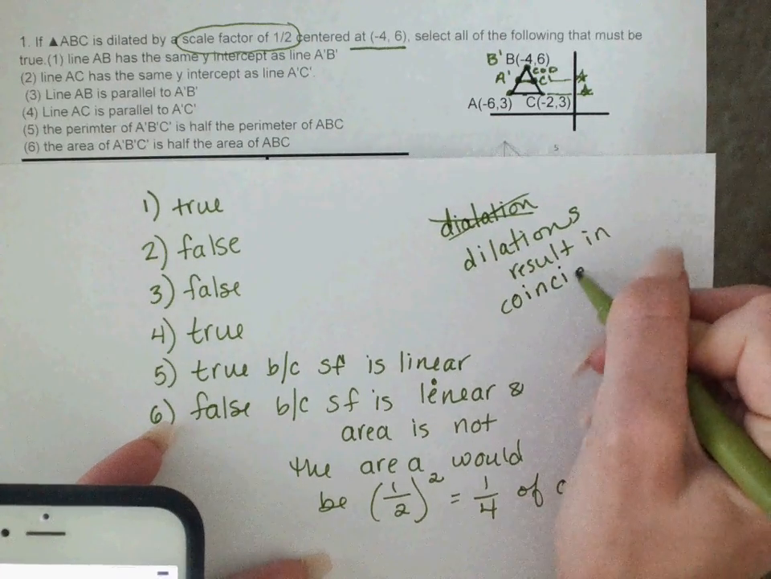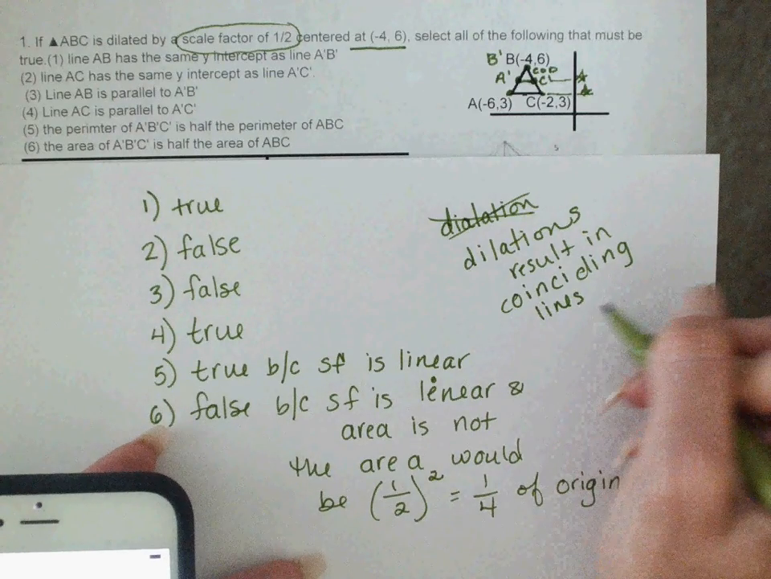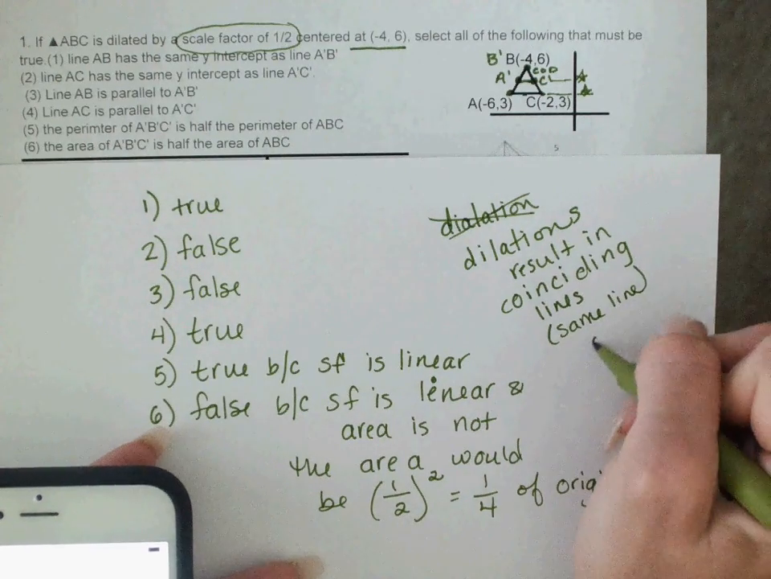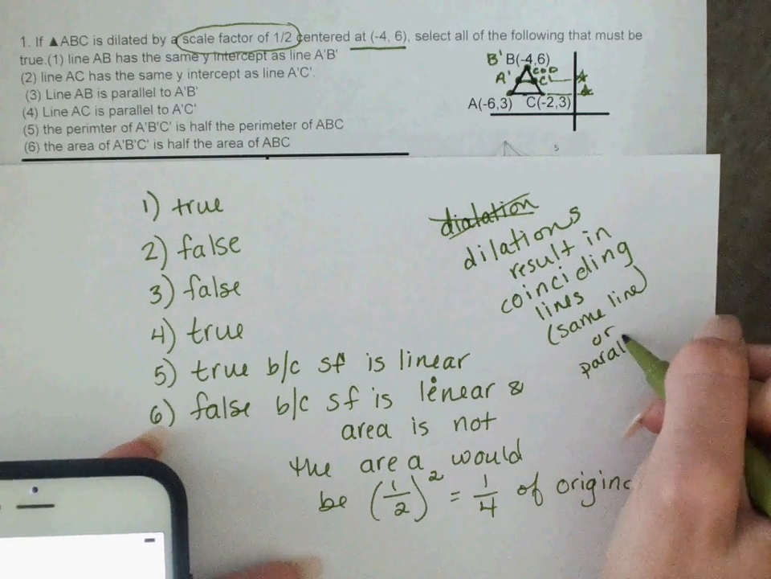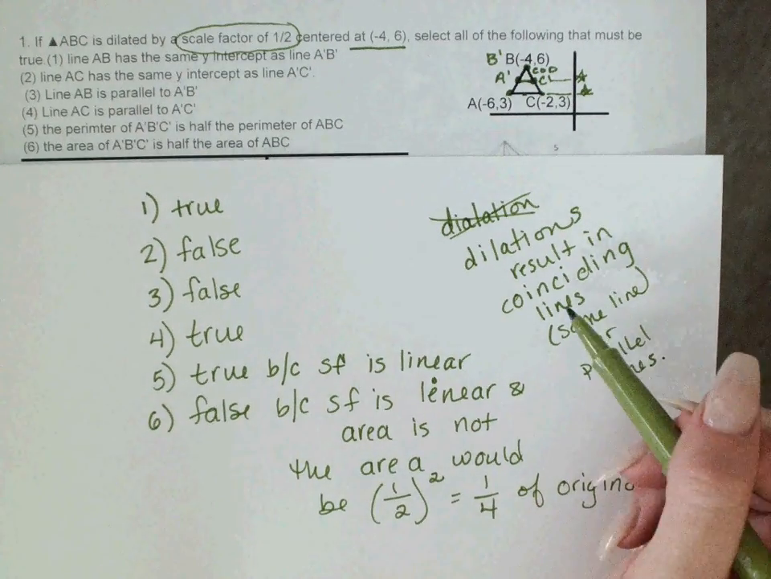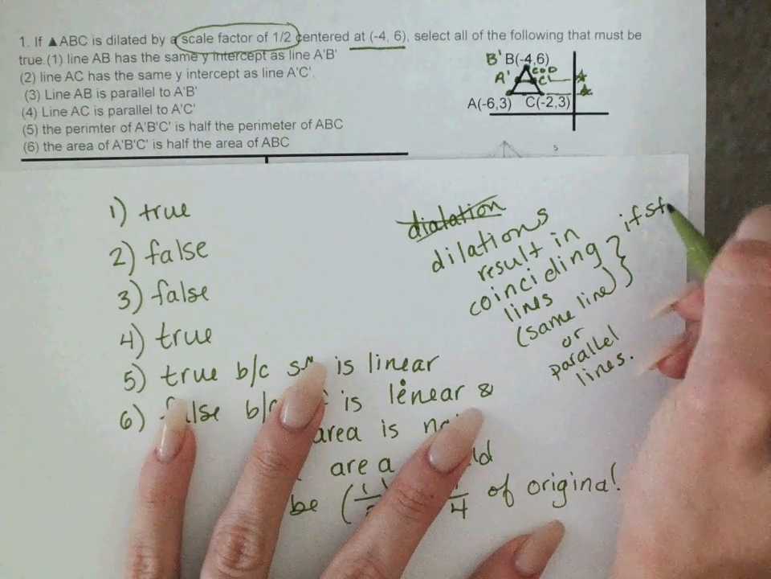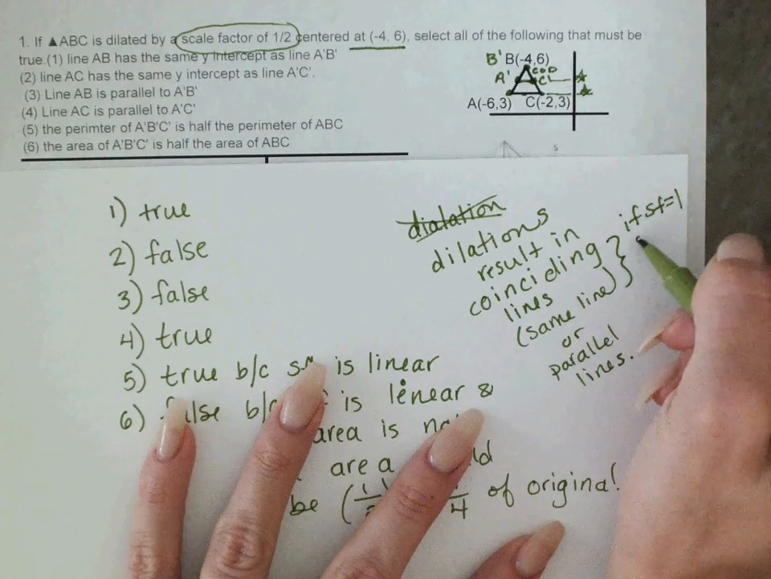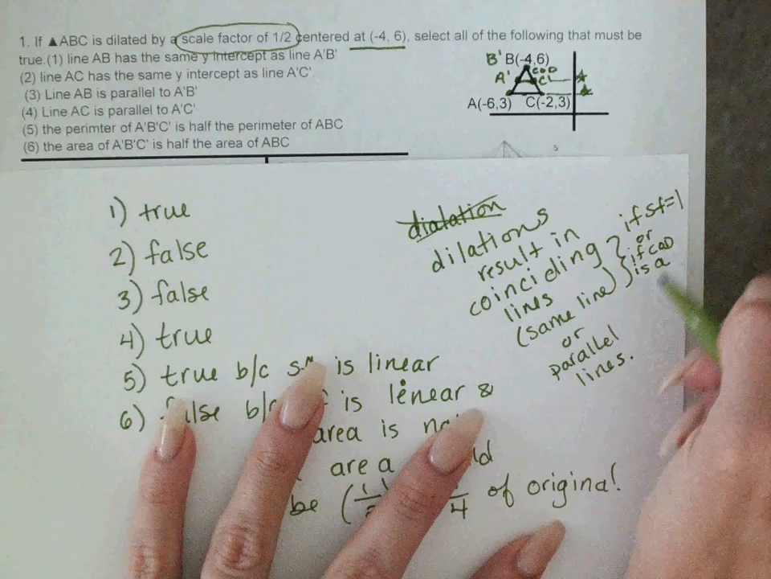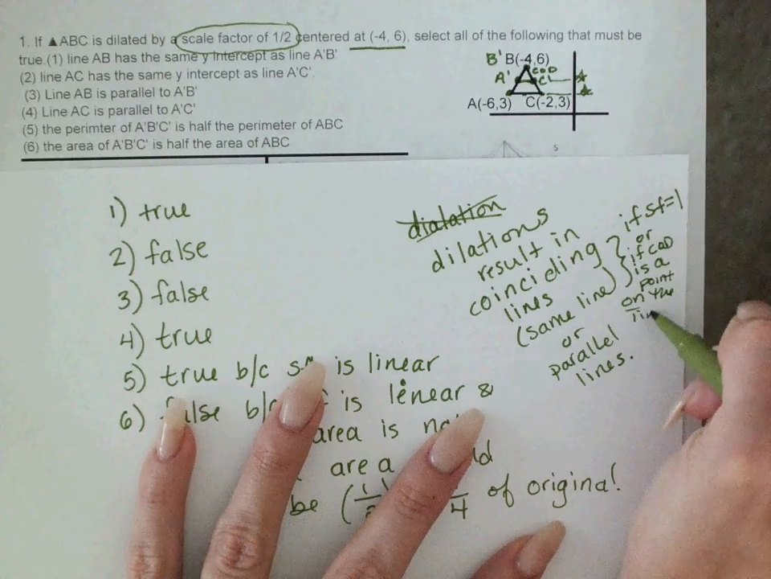So it's C-O-I-N-C-I-D-I-N-G, coinciding lines, which means it's the same line, or parallel lines. The line will be coinciding. The line will be the same line if the scale factor is 1 or if the center of dilation is a point on the line.